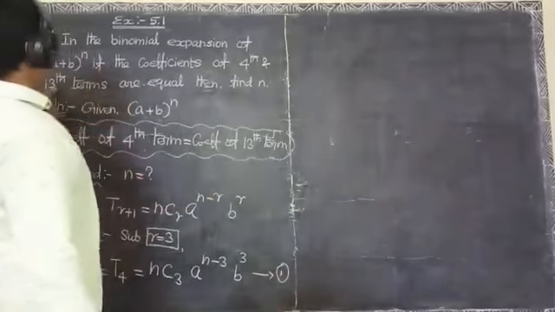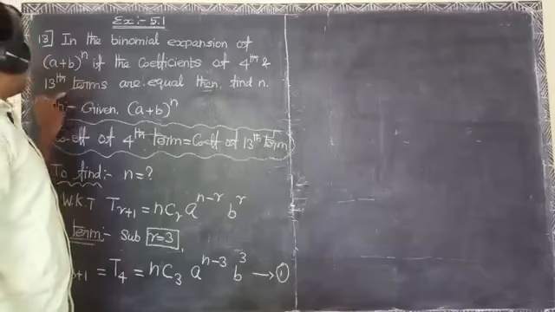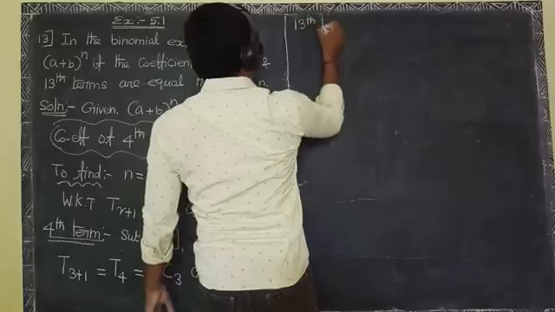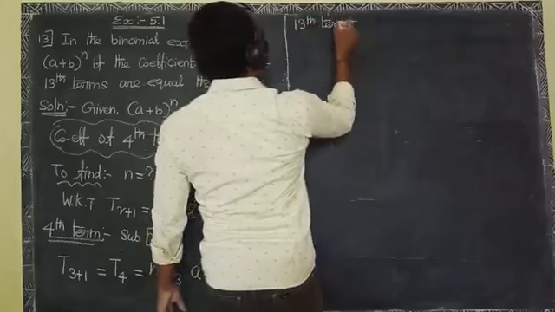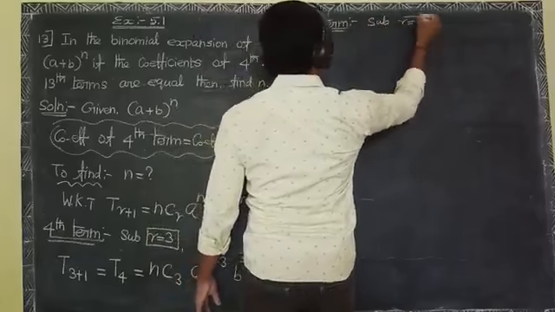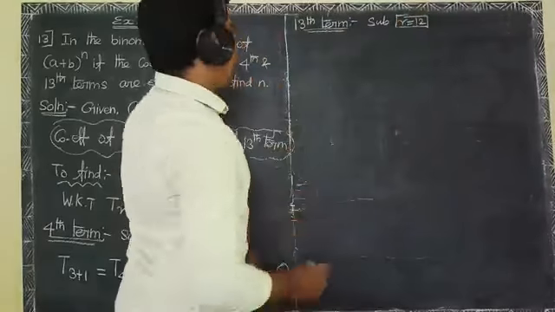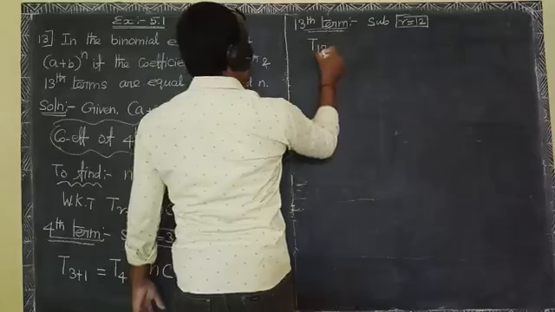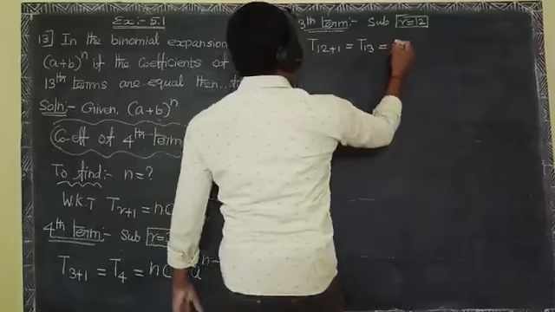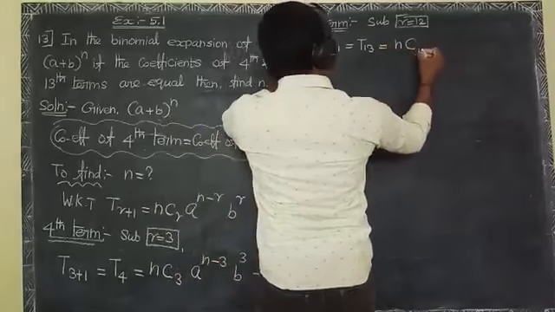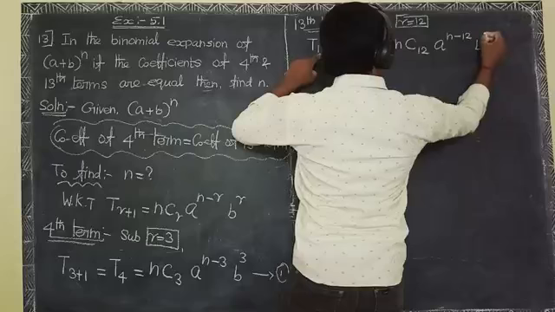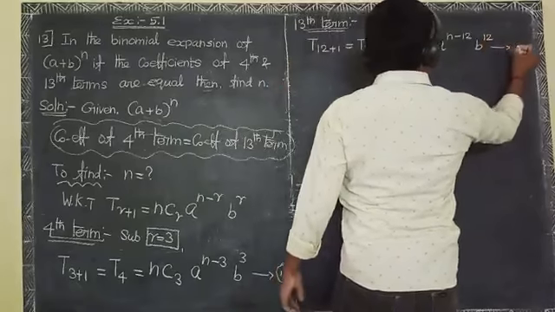Now find the 13th term. Substitute r = 12, we get the 13th term. Here T(12+1), which is equal to T13, the 13th term, is nC12 a^(n-12) b^12. This is equation number 2.